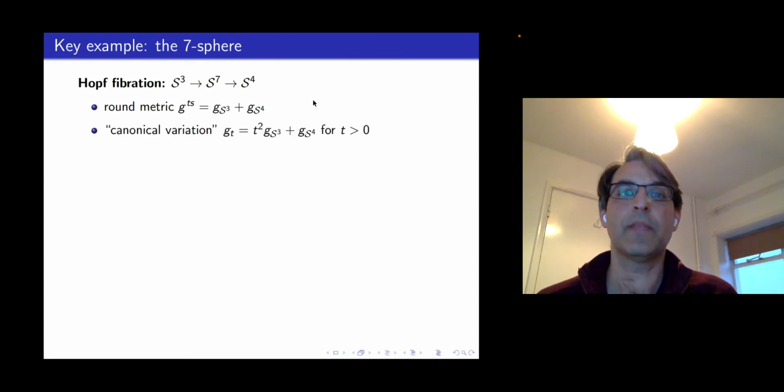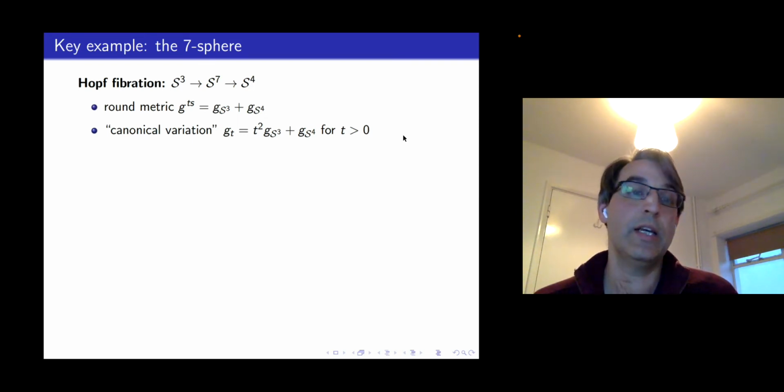Now, this metric actually appears as a special element in a one-parameter family, often known as the canonical variation. That's because this fibration has totally geodesic fibers, and it's a Riemannian submersion. And we see that the GTS round metric corresponds exactly to t equals 1 in this canonical variation for a parameter t, which is positive.